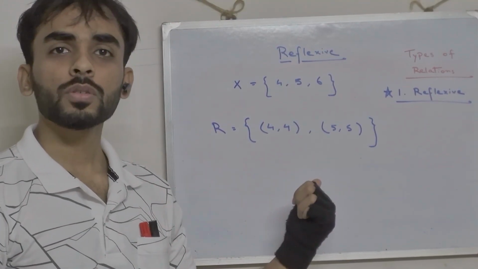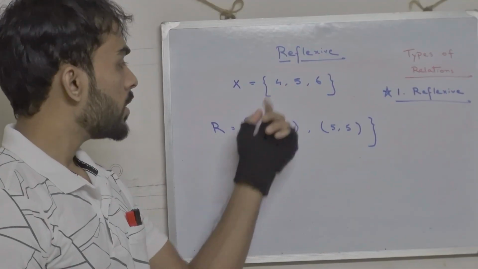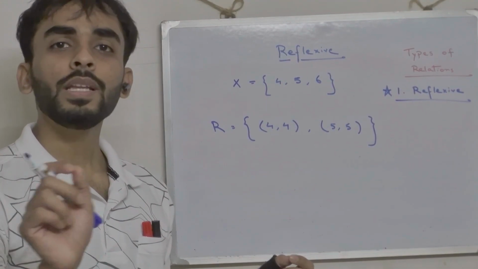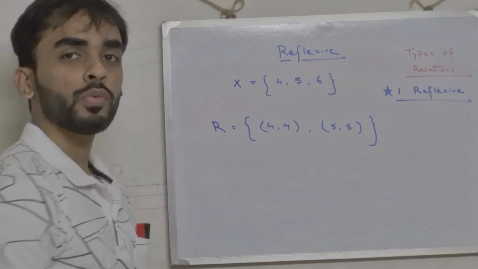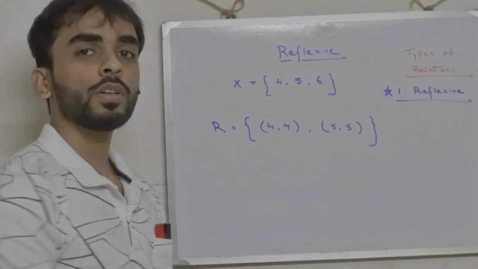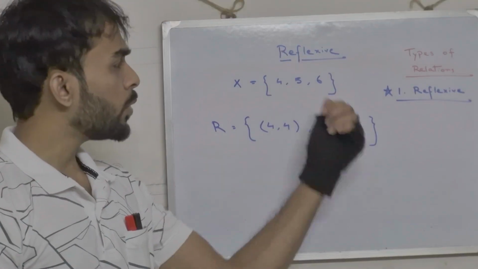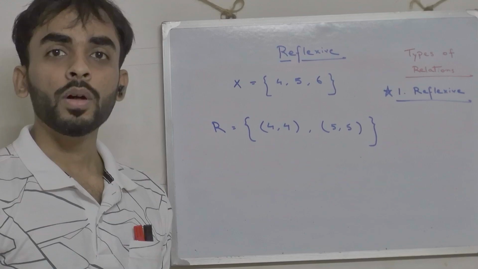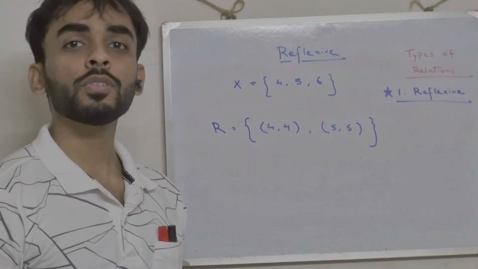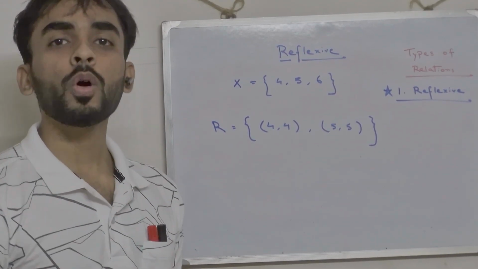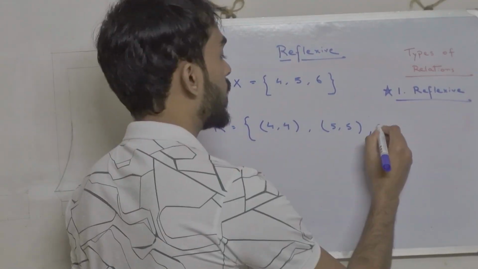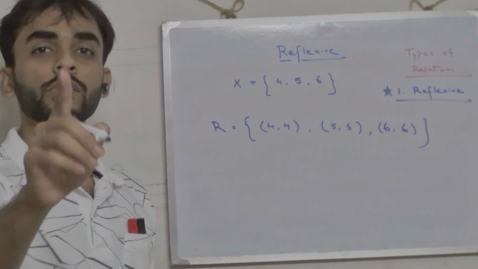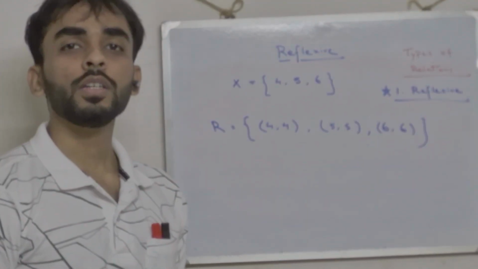Is this a reflexive relation? See, the condition is that every element will be related to itself. 4 is related to 4. Very good. 5 is related to 5. Very good. But what about 6? Can you see 6 anywhere? No. That means not every element is related to itself. Then it is not a reflexive relation. If we add 6, 6 here, now every element is related to itself. Now it is called a reflexive relation.